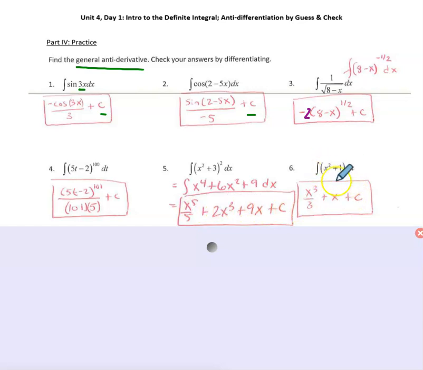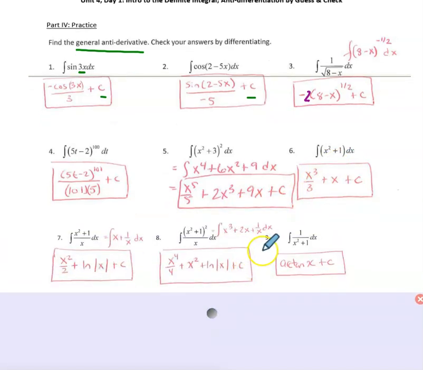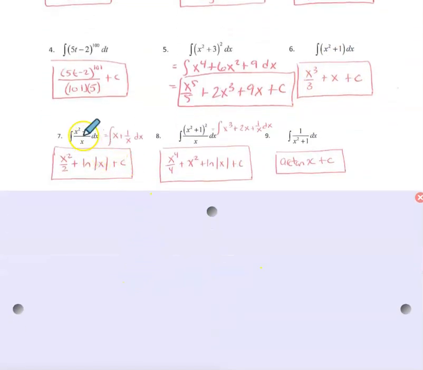Number 6, basic power rule problem goes to x cubed over 3 plus x plus c. Next 3 problems. For number 7, you have to split this into two different terms. You get x plus 1 over x. You integrate the first term with the power rule and the second term as the natural log of the absolute value of x. Don't forget your plus c.